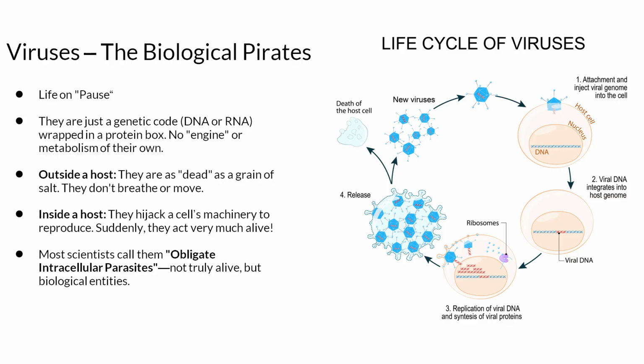So this slide is about viruses, the biological pirates. We are going to see what the life cycle of viruses is. First step is attachment. The virus finds a host cell. It doesn't just pick any cell, it looks for specific locks on the cell surface that its key can fit into. This is why some viruses only affect humans and others only affect animals.